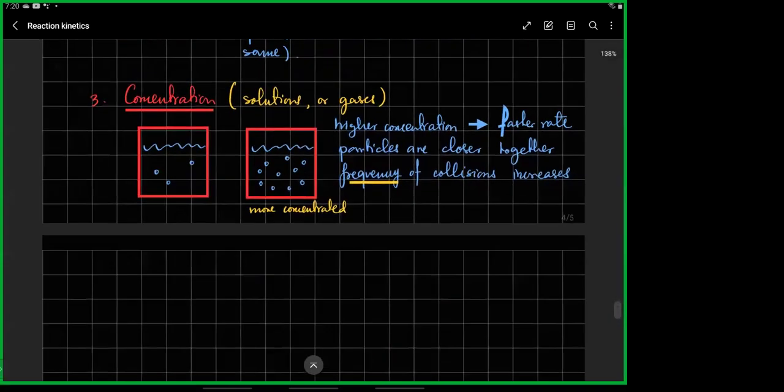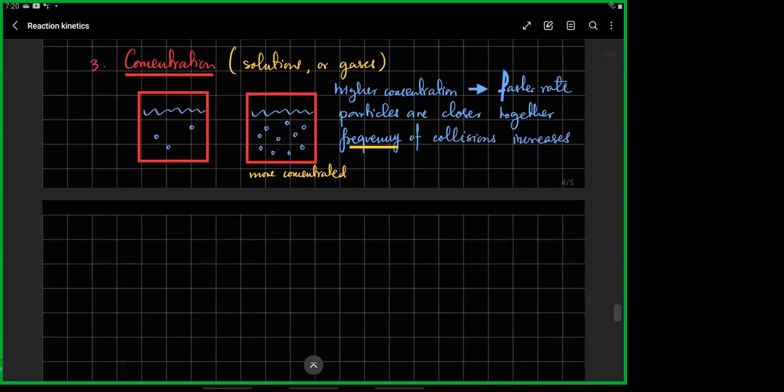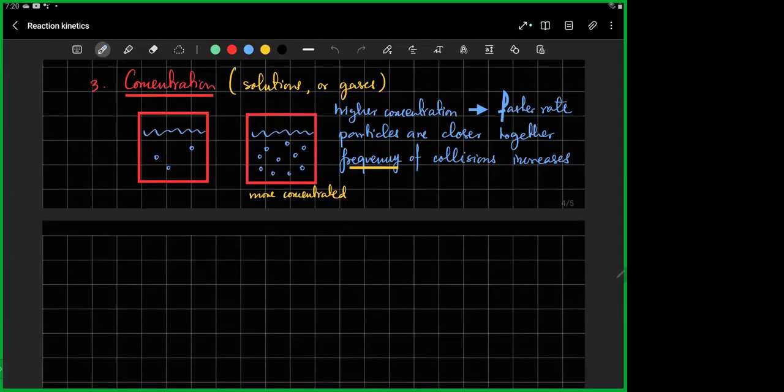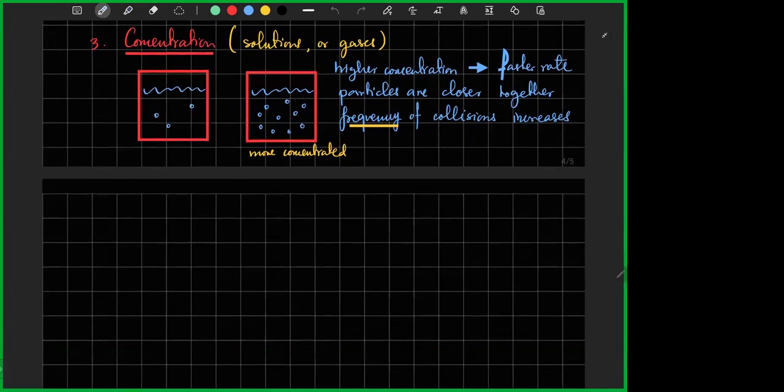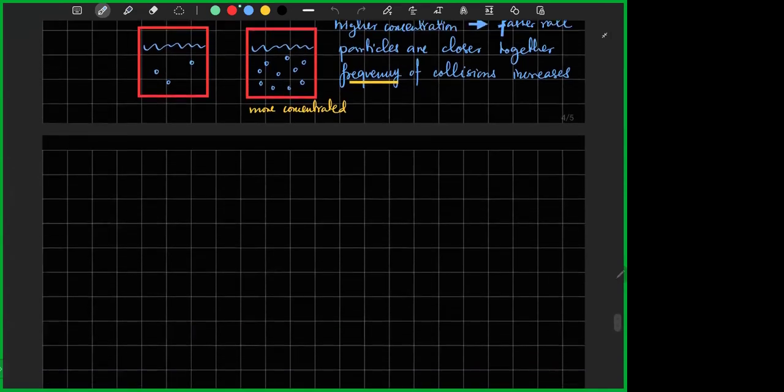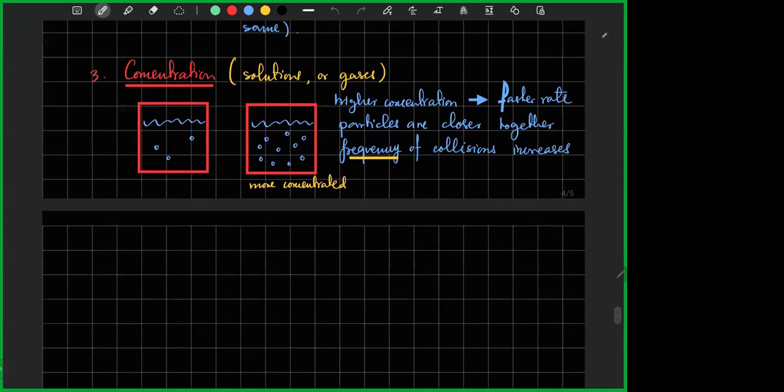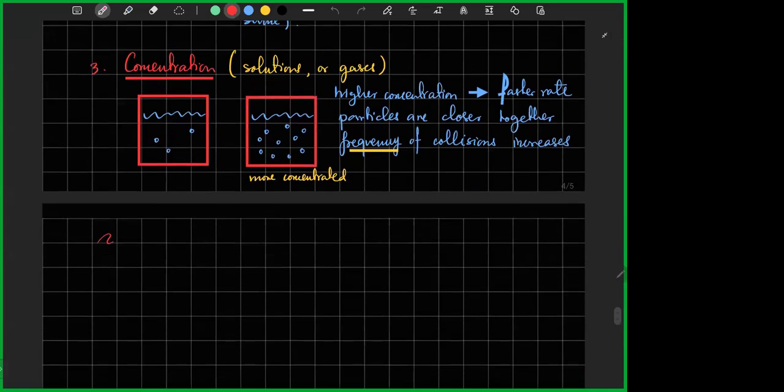Now we've done concentration, that your higher concentration would definitely increase the rate of reaction, right? Let's move on to the next one. What will the fourth be? Fourth is surface area.